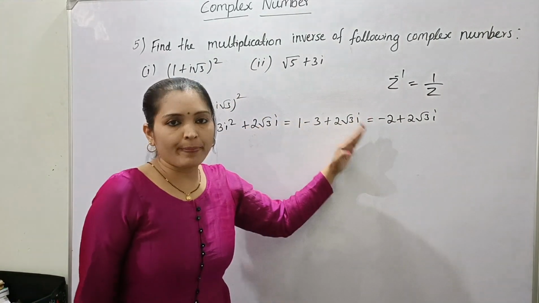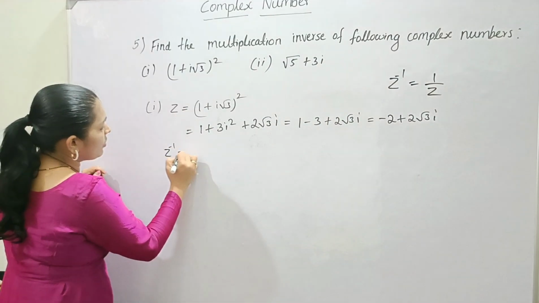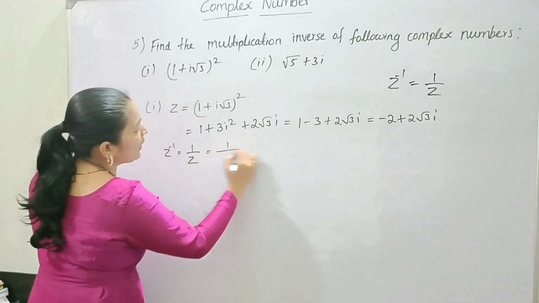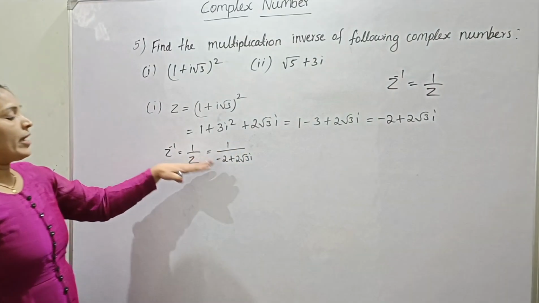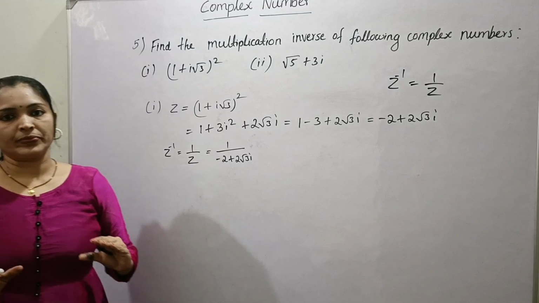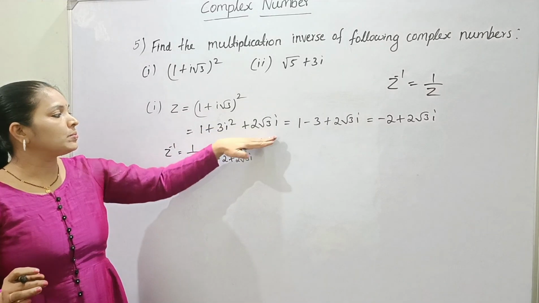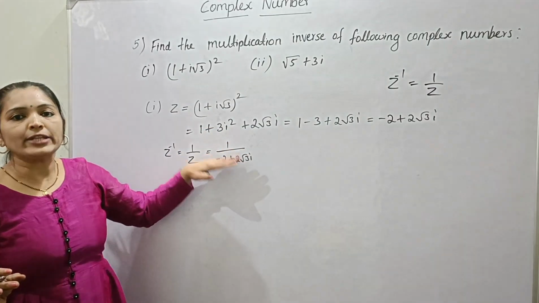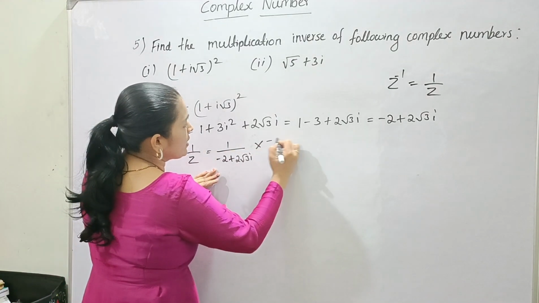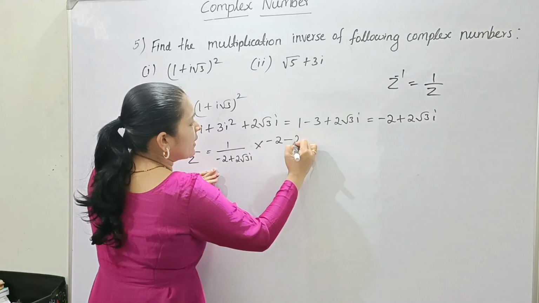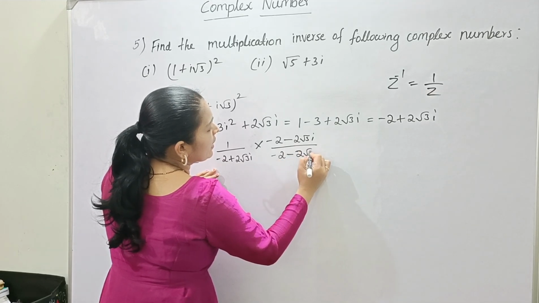Now it is in the form of a plus ib, right? Now let us find the multiplication inverse, that is z inverse or 1 by z is equal to 1 divided by minus 2 plus 2 root 3i. Now we have to make it in the form of a plus ib by multiplying and dividing by the conjugate of the denominator. The conjugate of the denominator is minus 2 minus 2 root 3i.